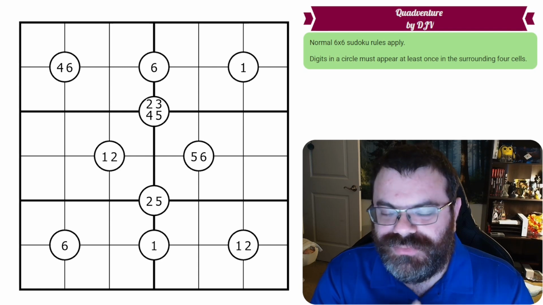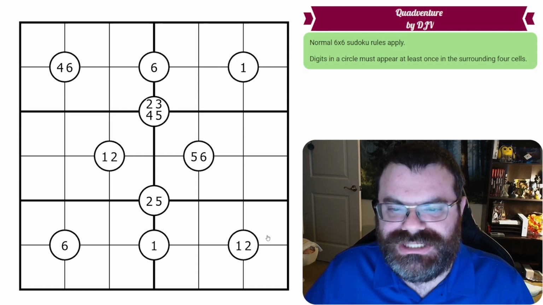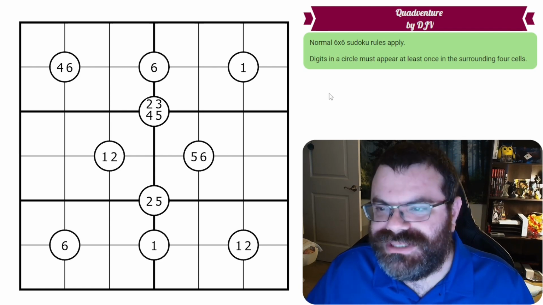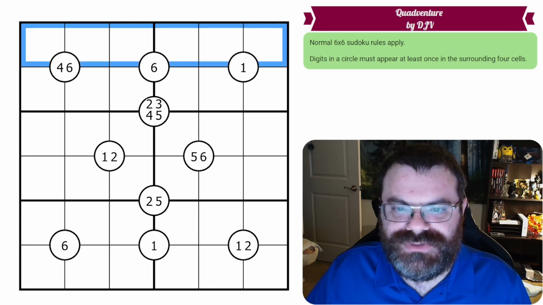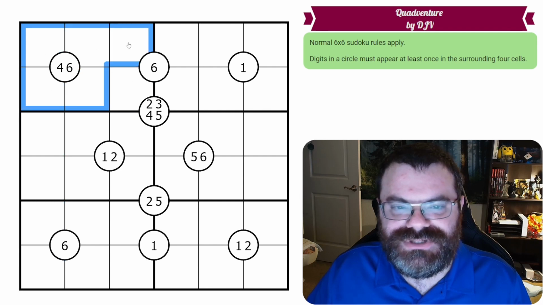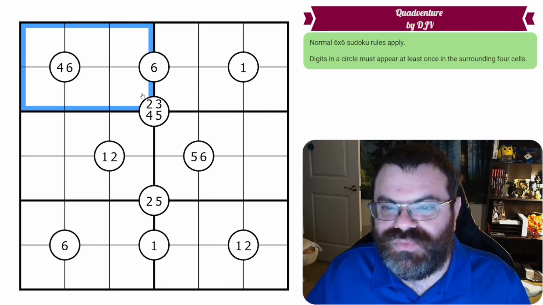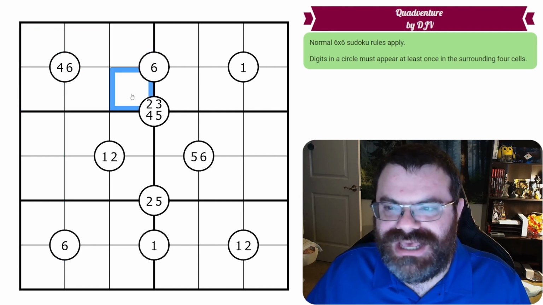So these use quadruples. I don't think we've done quadruples in the adventure series before, so I'll go over what that means. First of all, we do have normal 6x6 Sudoku rules, so in every row, every column, and every 2x3 box, we are placing the digits 1 to 6 exactly once each.